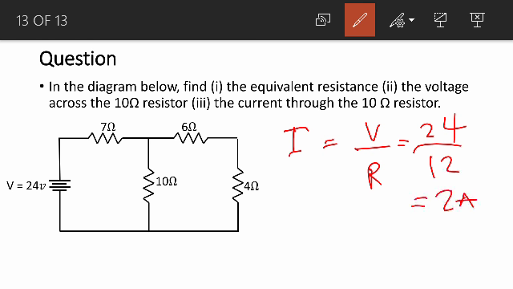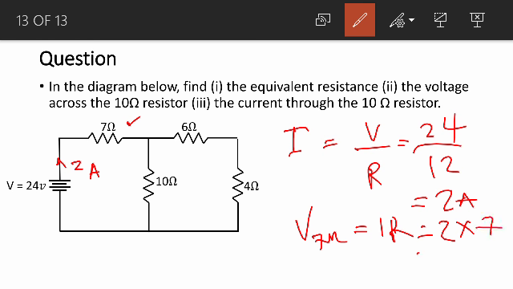Now, that current of 2 amperes is actually what is supplied by this battery. So if this current is 2 amperes, it means that the current passing through this 7 ohm resistor is also 2 amperes. And the voltage across the 7 ohm resistor, we can use IR, which is the current, 2, times the resistance, 7. That makes it 14. So the voltage across the resistor is 14.